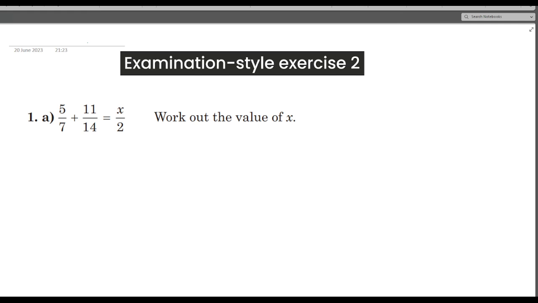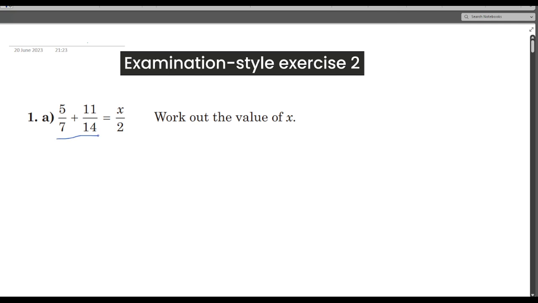Hello everyone. Here we are going to start with examination style exercise 2 based on your algebra 1. Now let us discuss the first question: 5 divided by 7 plus 11 divided by 14 is equal to x by 2.